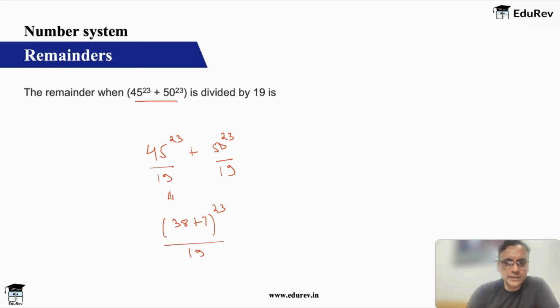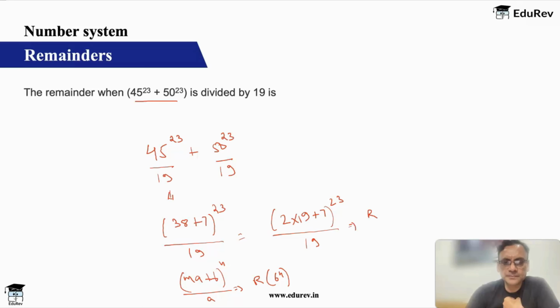Okay, now 38 is nothing but 2 into 19, so (2 into 19 plus 7) to the power 23 divided by 19. So this is the same as what we discussed just now, (ma plus b) to the power n divided by a. This will give me a remainder of b to the power n. So here my remainder will be 7 to the power 23. Of course, it can be simplified further, but let's leave it at this.